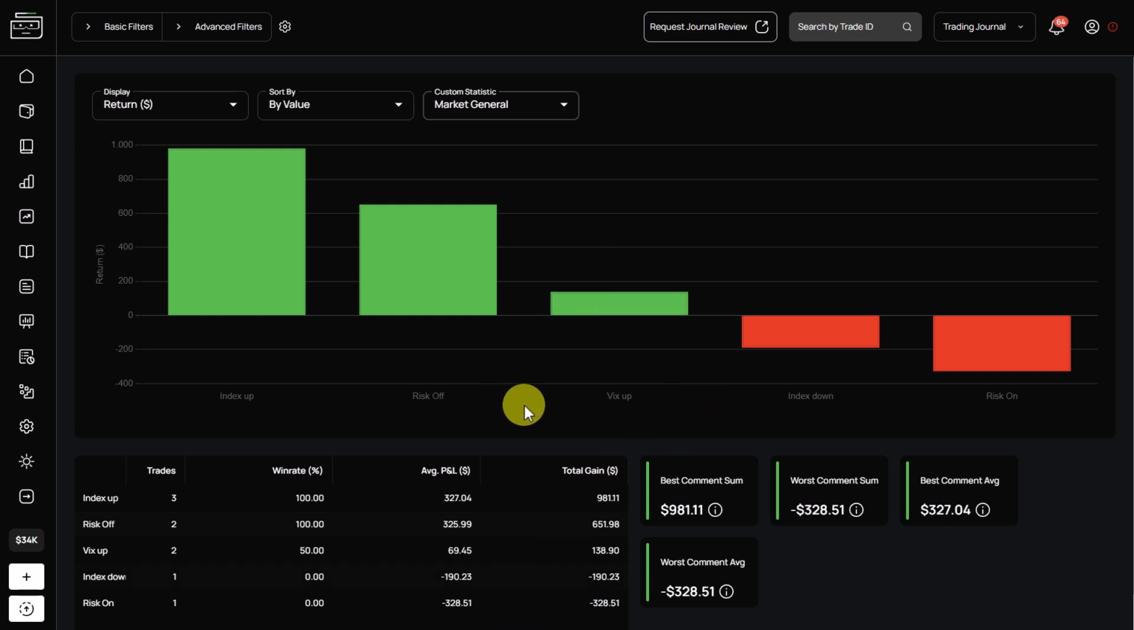And of course, again, the possibilities are endless, so you can really nicely customize it to your own trading style, to your needs, and so identify interesting and helpful correlations for your trading.